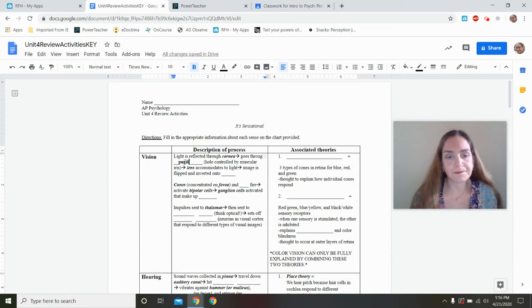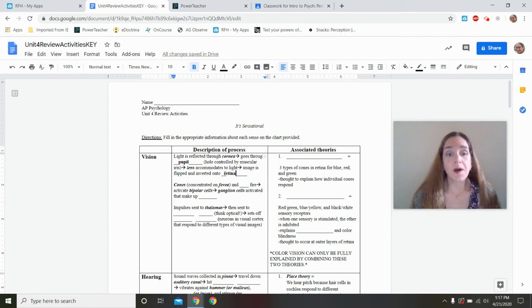Okay, so the lens is going to shift shape. The light will then be placed back, and the image will be flipped and inverted onto the back of the eye, the place where the magic happens, which we call the retina. Okay. Now, on the retina, the first layer of the retina that is going to be responsible for where the magic happens, transduction, is going to be composed of the photoreceptors. Now, the photoreceptors were rods and cones.